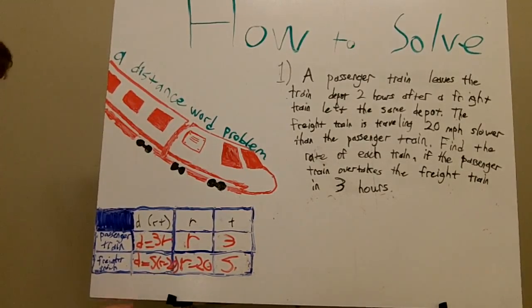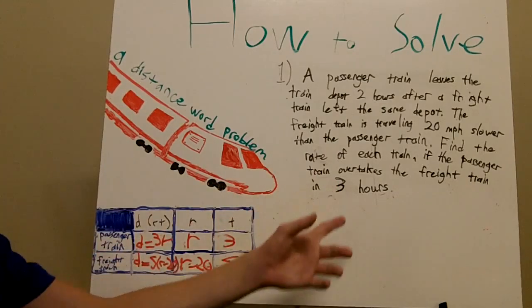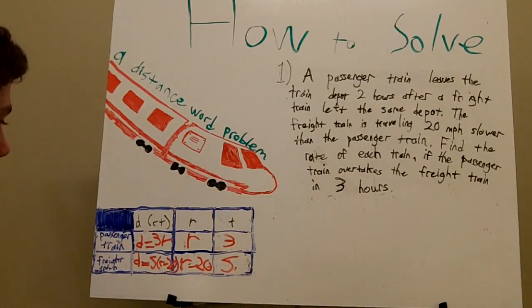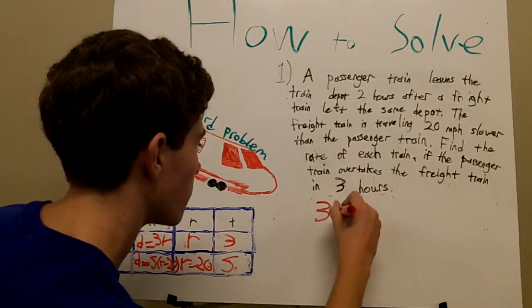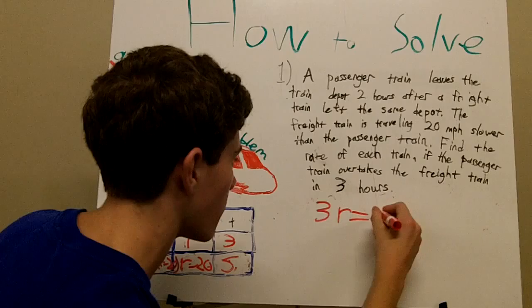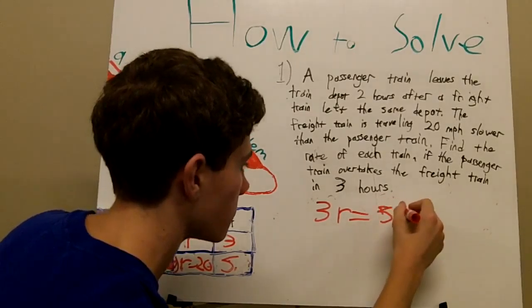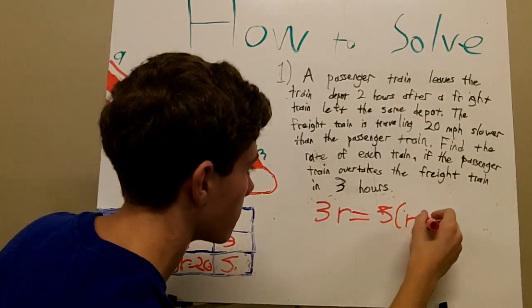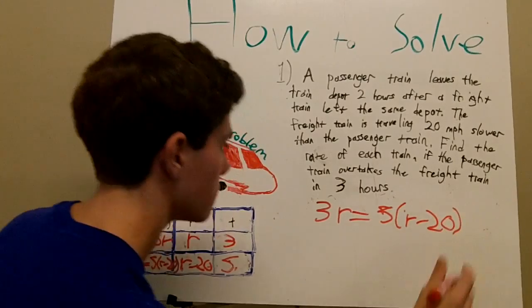But anyway, now we know that they overtake each other, so that means they traveled the same amount of distance. So these two are equal to each other. So it's 3r equals 5 times r minus 20.